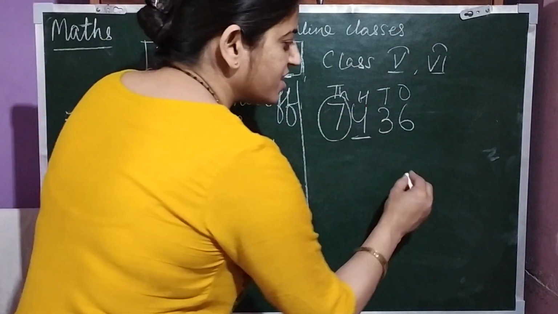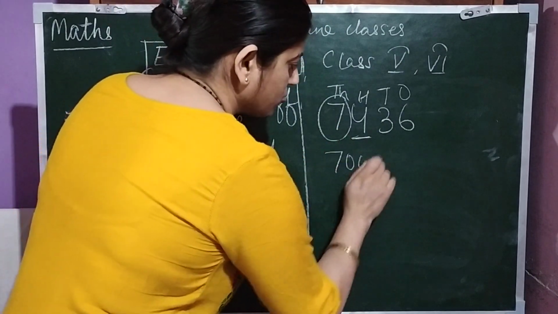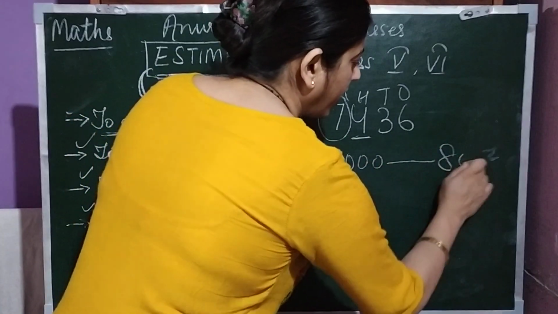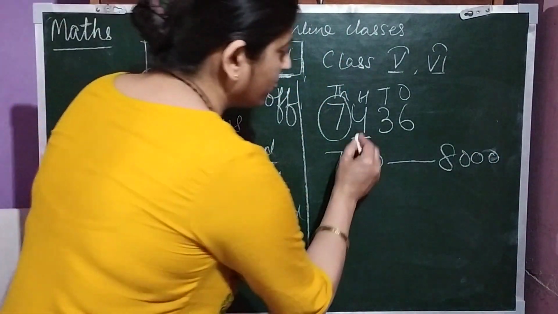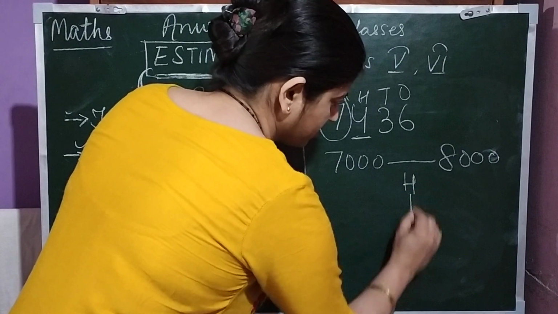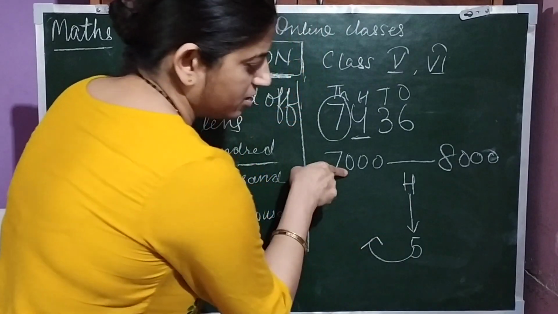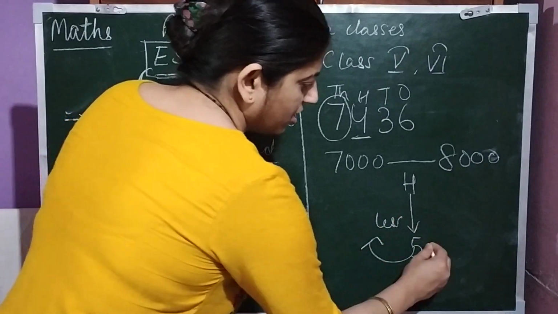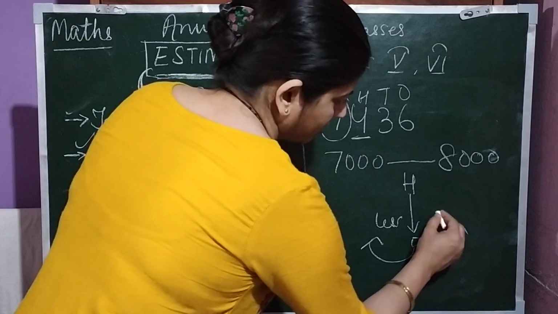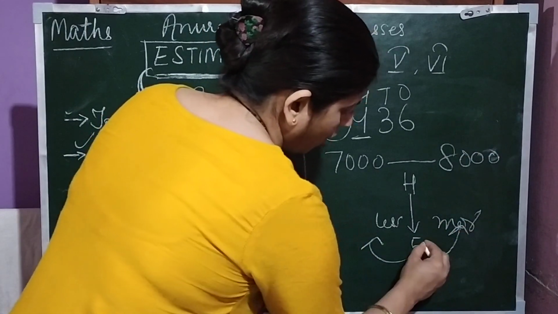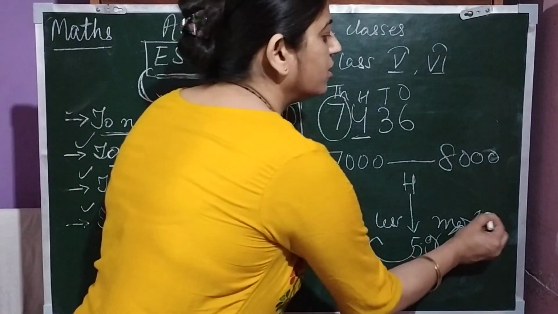Now again, same rule. This number lies between what? 7000 and 8000, right? Again we will see at the 100 place: if less than 5 is there, then this will go to this side. If more than 5 or 5 is there, then it will go to this side. 5 or more, then this will go to this side.